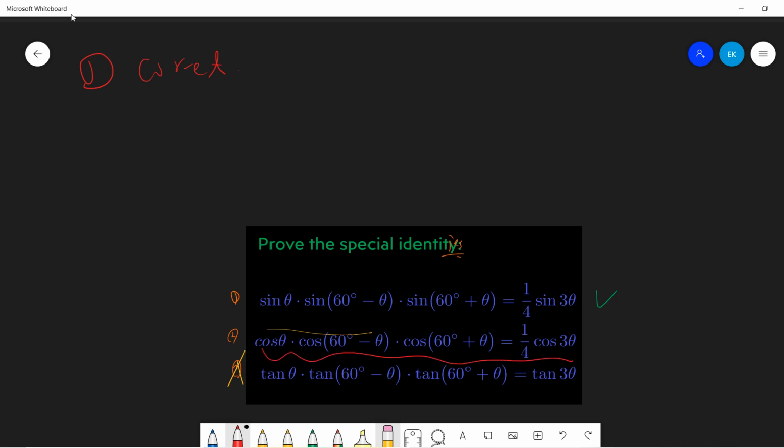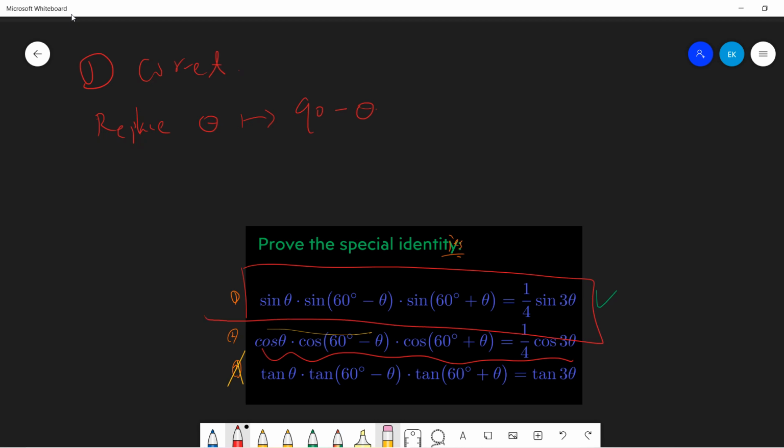The second one should be easy. I would like to replace theta with 90 minus theta. So the first equality becomes sine of 90 minus theta, sine of 60 minus 90 plus theta.